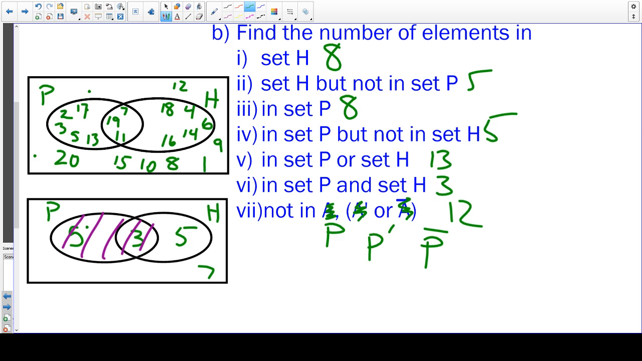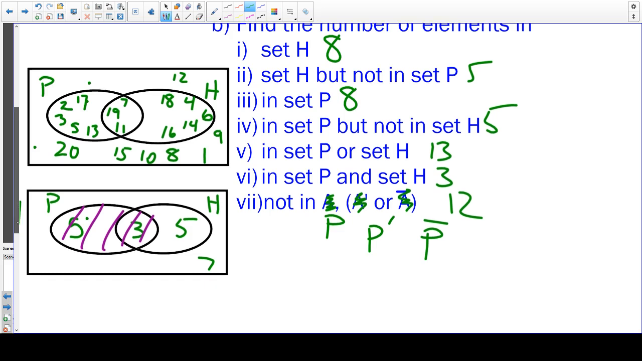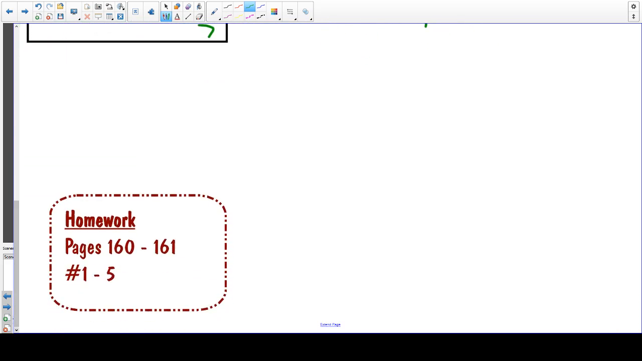So, like I said, today is exciting. It's textbook day. There's the homework. It's numbers 1 to 5 on pages 160 to 161. And we're going to say this is worth marks. So, let's get to it.